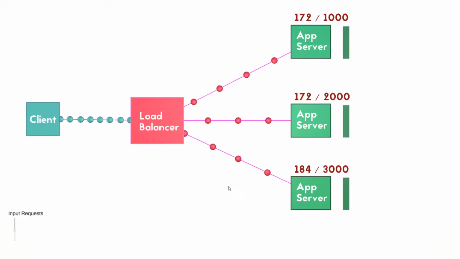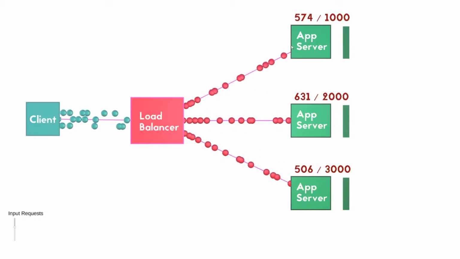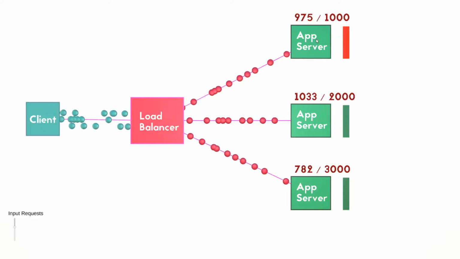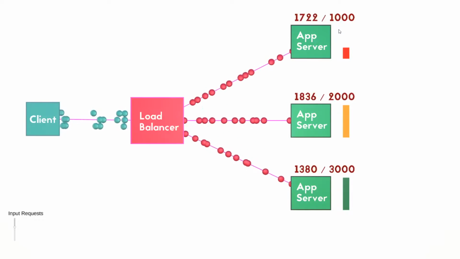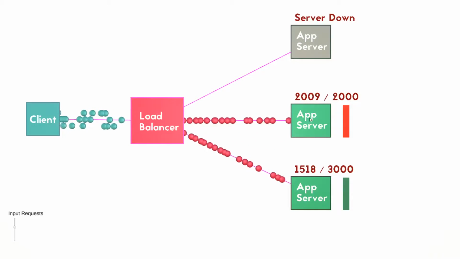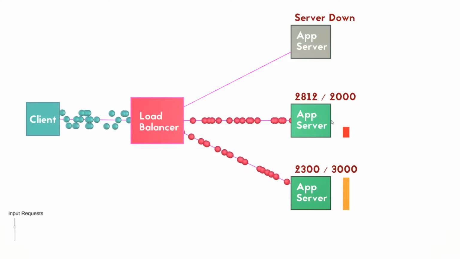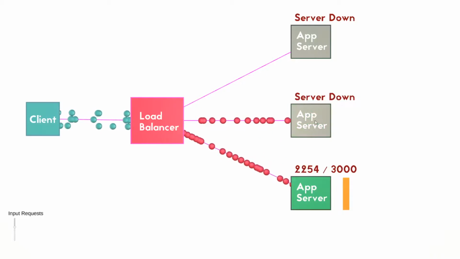So the requests have increased. You see the load on every server has also increased, but everything is within the limit right now. So no issues. What if we increase the request rate even further? Now you see the first server over here has exceeded its maximum rate and it has gone down. Load balancer redistributes. Even the second app server is now under a huge load. You can see it is going to go down now. All right, it went down.